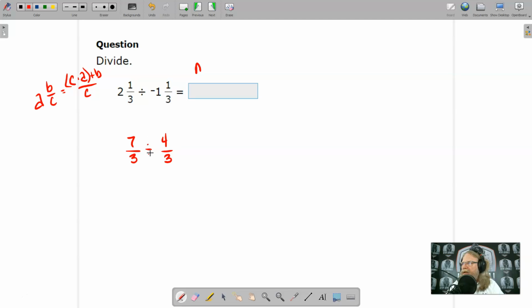It is division. Now let's do keep, flip, change, right? Keep the first, 7 over 3. This is going to be nice. Flip the second one, 3 over 4. Change the sign to multiplication.